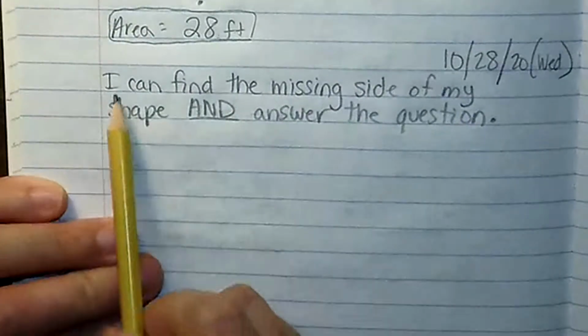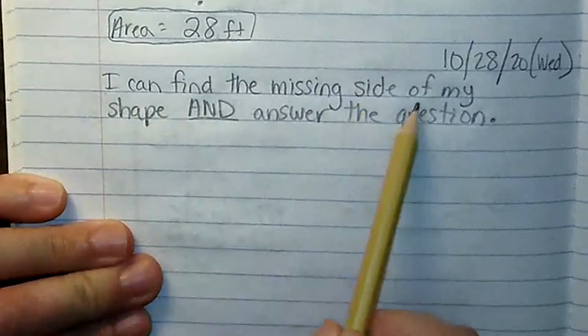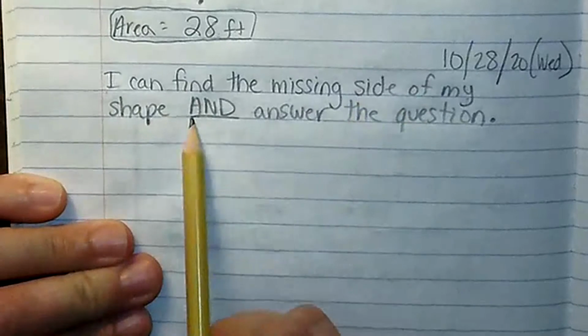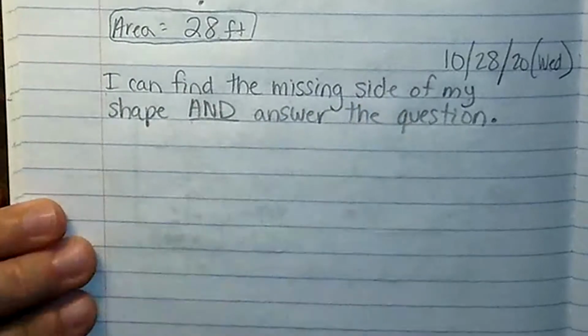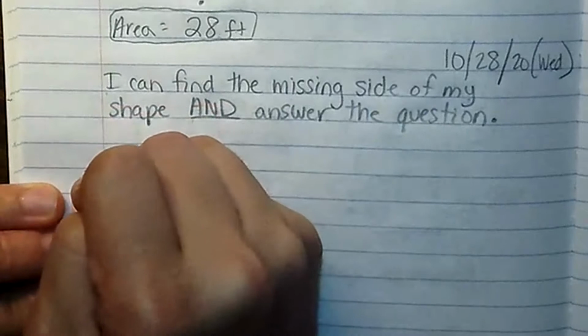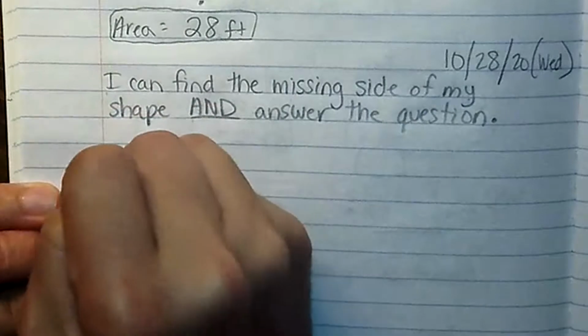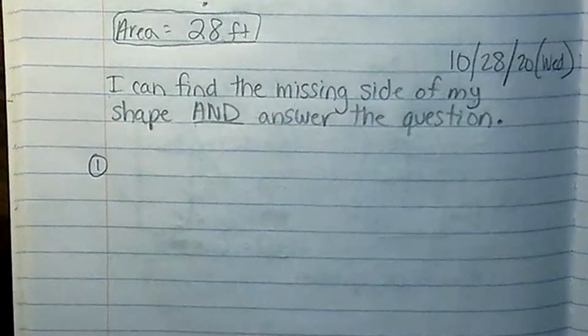And our I Can for Math says I can find the missing side of my shape and answer the question. All right, so we've got 4 problems to do in our notebook, and then we're going to start something a little bit new just so you can preview tomorrow.